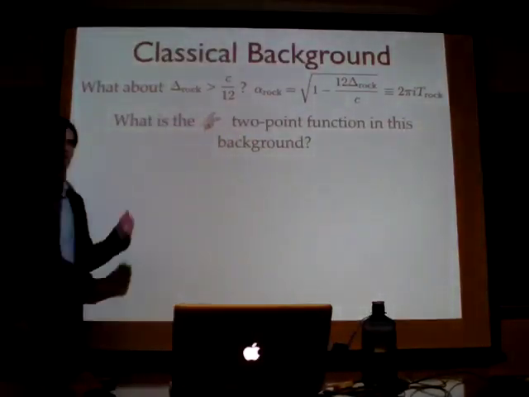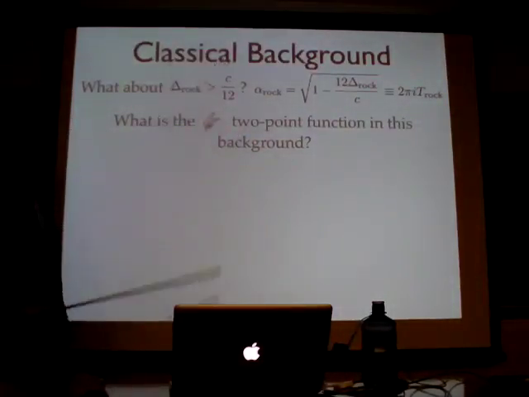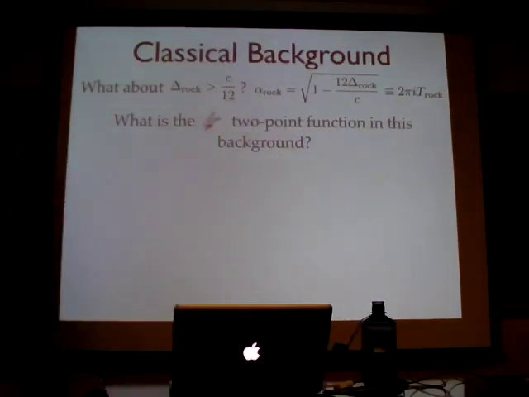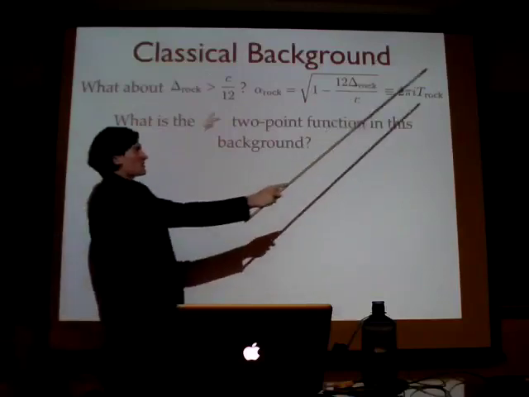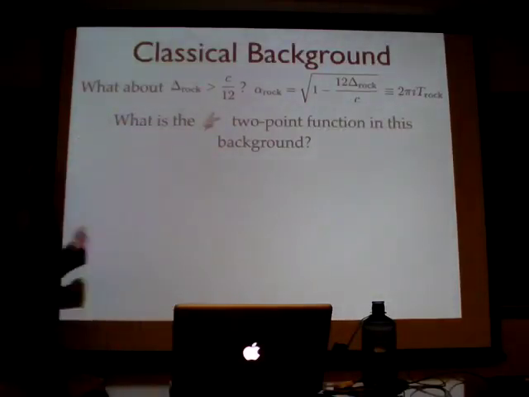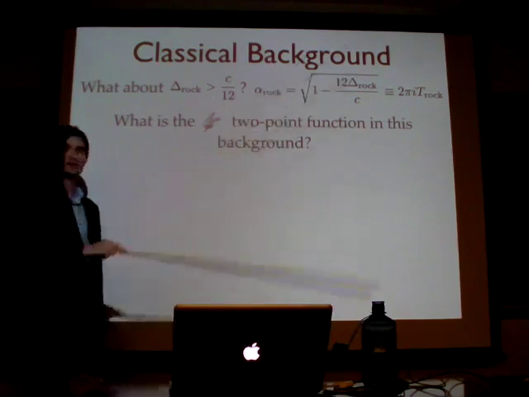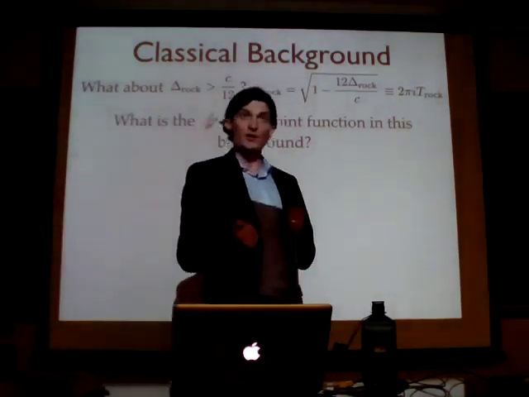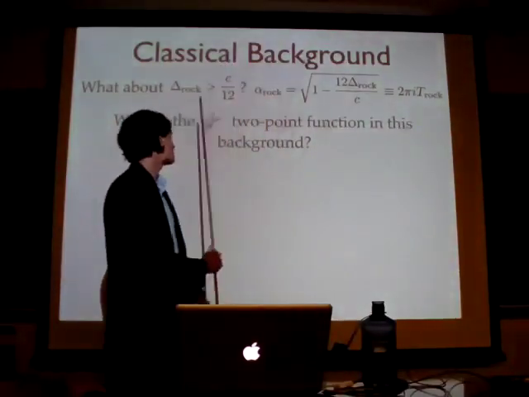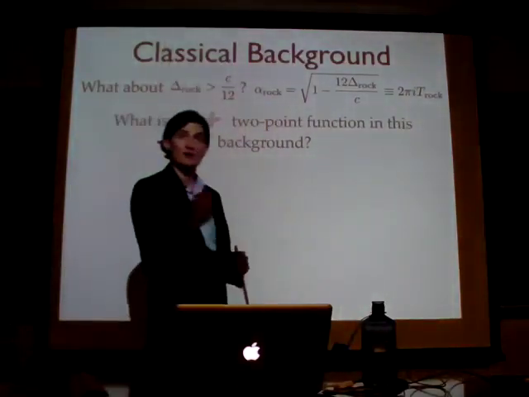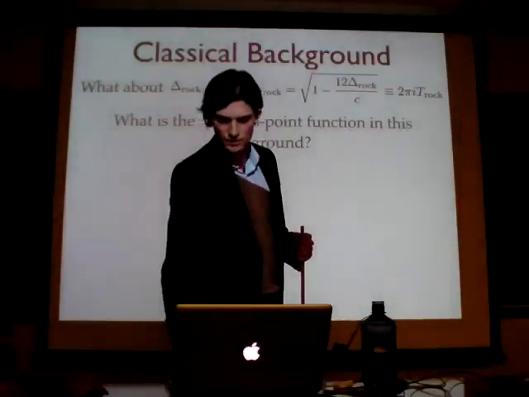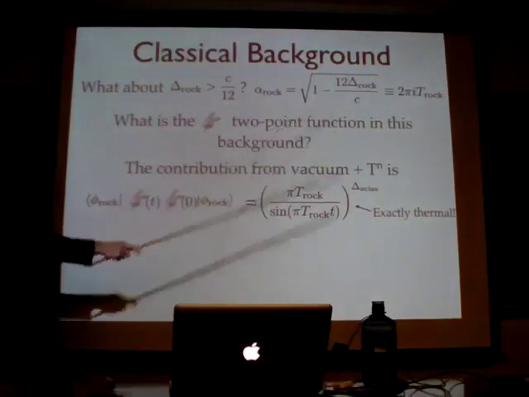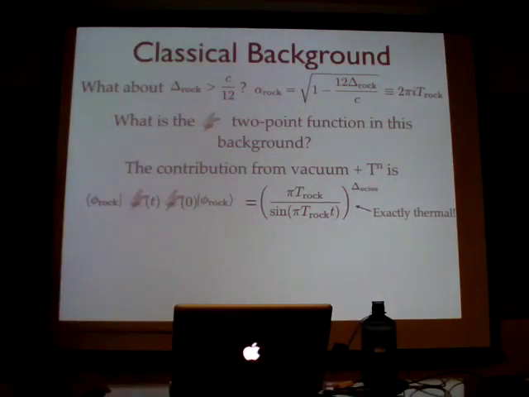On the CFT side, this means the dimension is greater than c over 12, and you can see something very interesting happens. This exponent becomes imaginary. We can define the imaginary part here to be the temperature of rock, and I'll show you in the next 2 slides why that's the right definition. So how do we see that? The first thing we can look at is the 2-point function of this probe operator in the background created by the state we call rock. You can work out the contribution from the vacuum plus all these T's by doing this coordinate transformation.